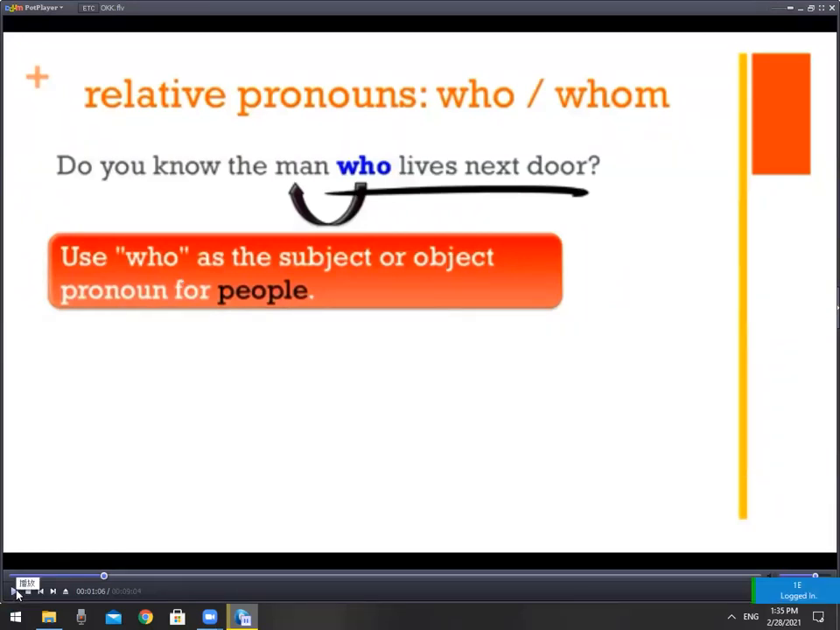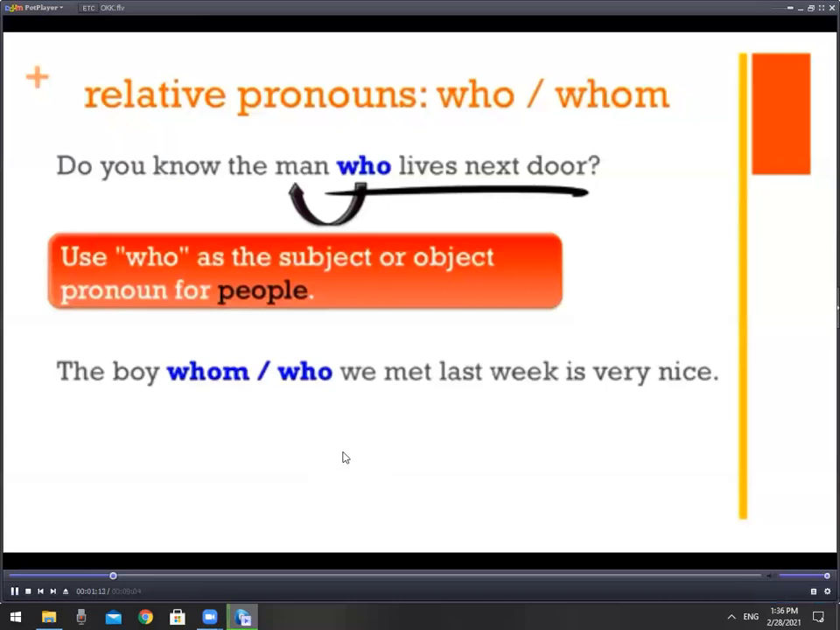Continue. So number 1, who for what? Just answer me. Who for what? People, exactly. And we can use that instead of who, but with people, we actually prefer to use who. Continue. Use who as the subject or object pronoun for people.